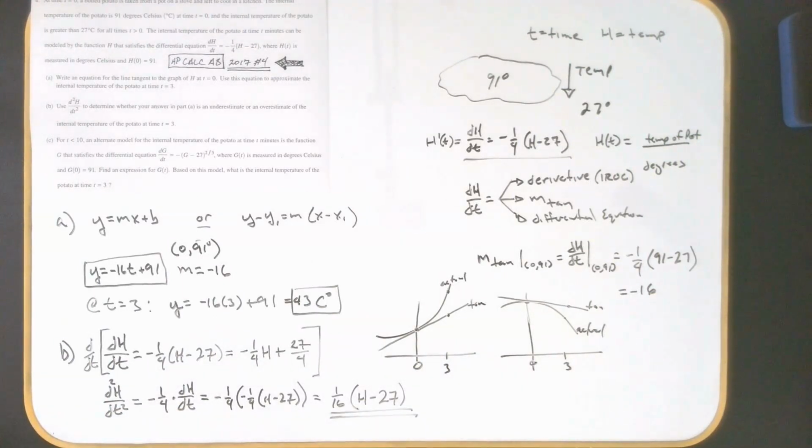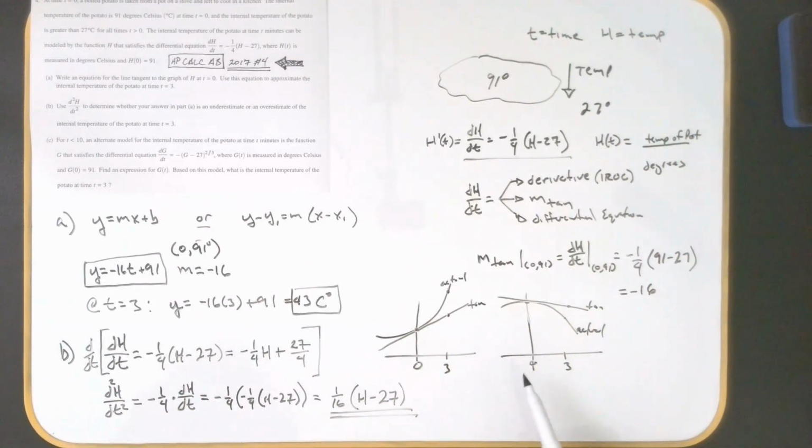Okay. Now what the question says is to use this to determine whether or not this is an overestimate or an underestimate. And it's easy just to miss this. Now, part B is a fair amount of work here. It's only a 1-point question, so if this throws you, don't worry about it. But anyway, the point being, we got our second derivative, and we're supposed to use that to figure out concavity.